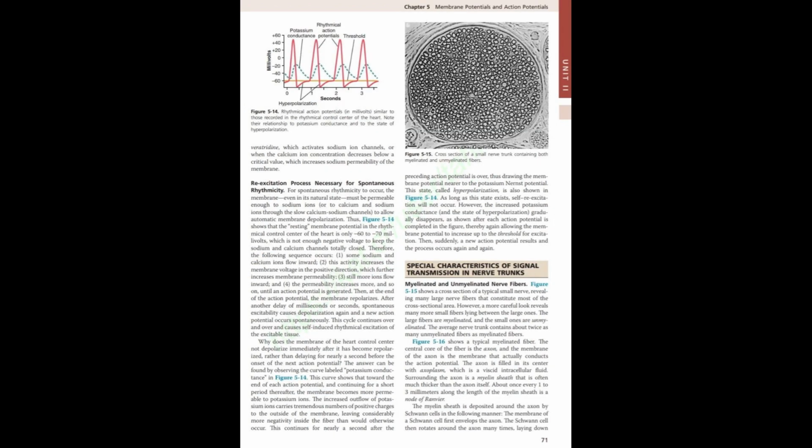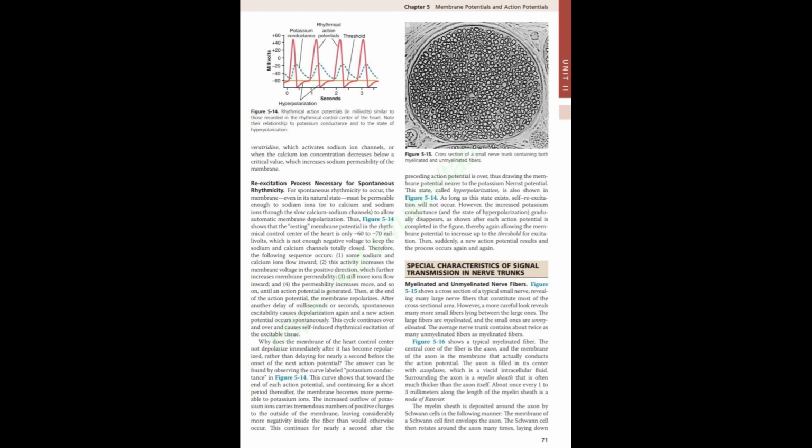Highlight this heading, the re-excitation process is necessary for spontaneous rhythmicity. Just highlight this black heading. No need to read the underlying paragraph. Now the next heading, the spatial characteristic of signal transmission in nerve trunks. We've already talked about this in the slides, but for your understanding, you can read this paragraph. It's easy. If you do not understand anything in it, then you can ask me.